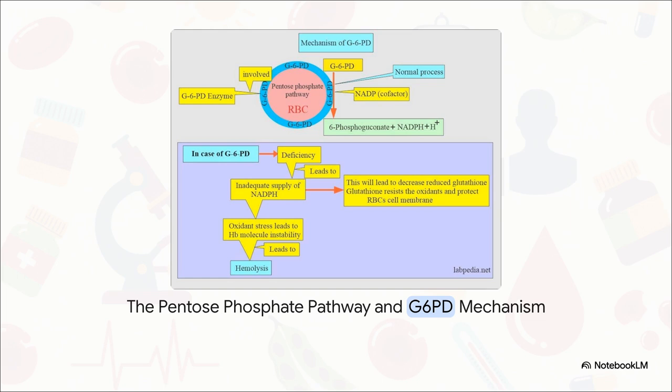And why do we care? Well, because NADPH is the fuel that regenerates reduced glutathione. That reduced glutathione is the ultimate shield. It neutralizes reactive oxygen species and essentially stops the red blood cell's membrane and hemoglobin from just tearing themselves apart.